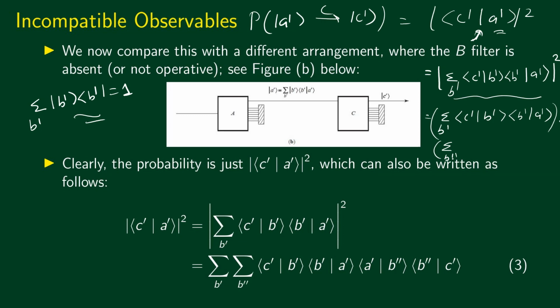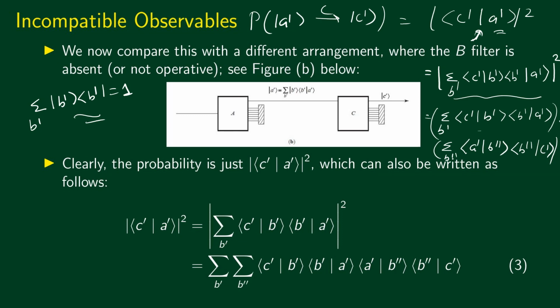What's the complex conjugate of this thing? I'll start with here. This is equal to bra A prime. Here the dummy index is B prime, and here the dummy index is B double prime. So this ket A prime becomes bra A prime, and for the dummy index I'm using ket B double prime. Now this becomes bra B double prime and ket C prime. So instead of modulus square, I have written it as the number multiplied by its complex conjugate.